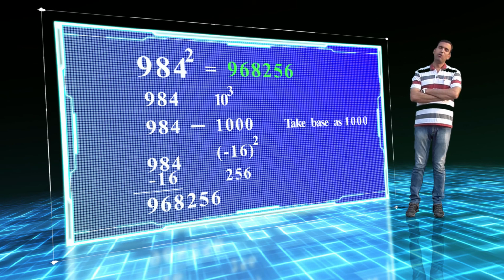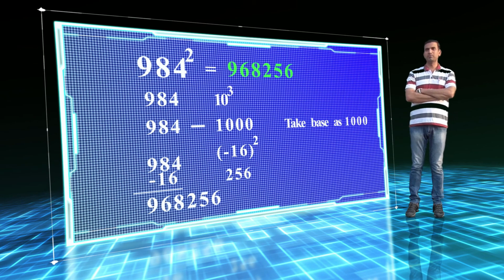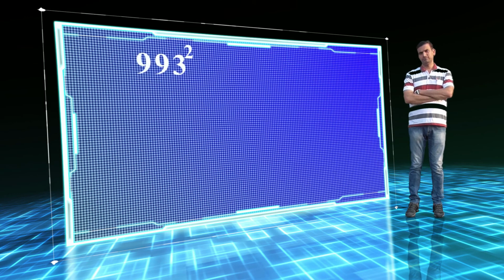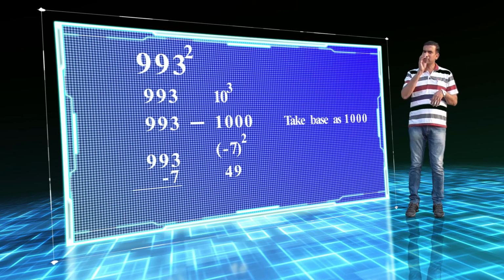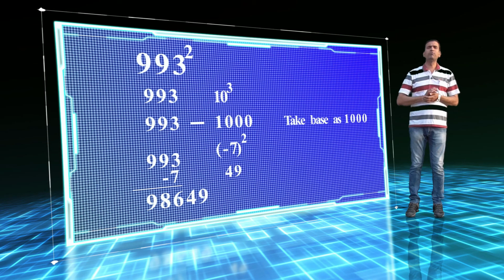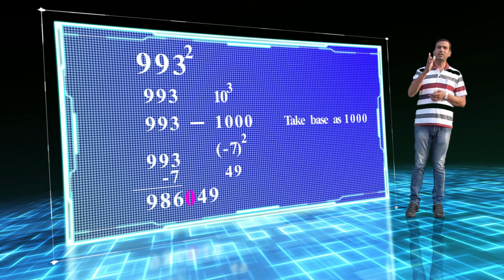Okay, I'll give you another example. Let us suppose 993. 993 is only 7 less than 1000, so the difference is minus 7. Minus 7 squared is 49. But in this case, you can't just write down 49. You should write it as 049, because we are considering 3 digits here. Okay, this is very important. And for the second part, now it is 993 less 7.